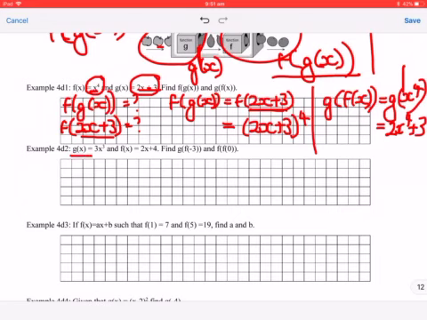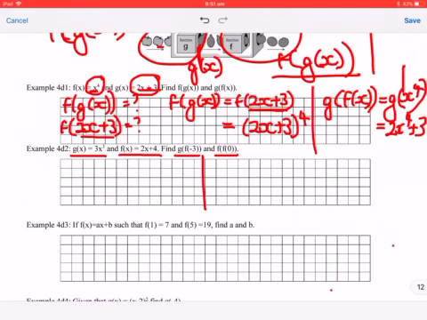Then you get g of x equals 3x cubed and f of x equals 2x plus 4. Different one. Find g of f of negative 3 and f of 0. Alright, let's do this in 2 bits. So firstly, we're going to find g of f of negative 3.